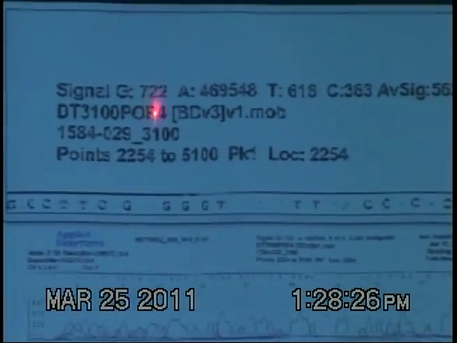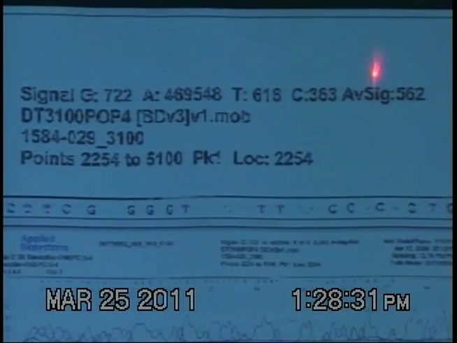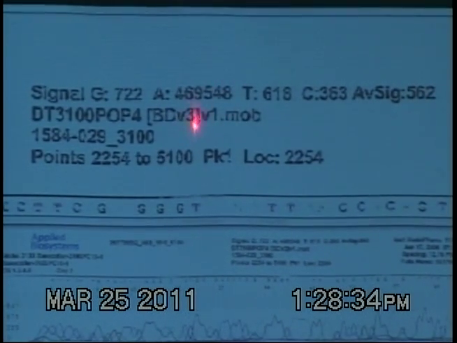You see the G signal is the same, the T signal is the same, the C signal is the same, the average signal is the same, but lo and behold, the A has changed from 548 to 469,548. Got any explanation for that? No. Wow. Yes, wow. Well, first of all, there's something wrong about that. Can we agree on that? We can agree. Do you have any idea how such a wrong thing has occurred?